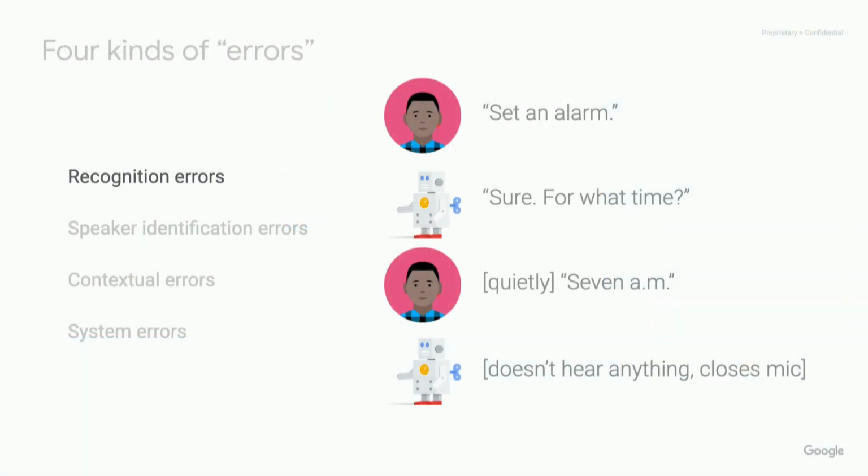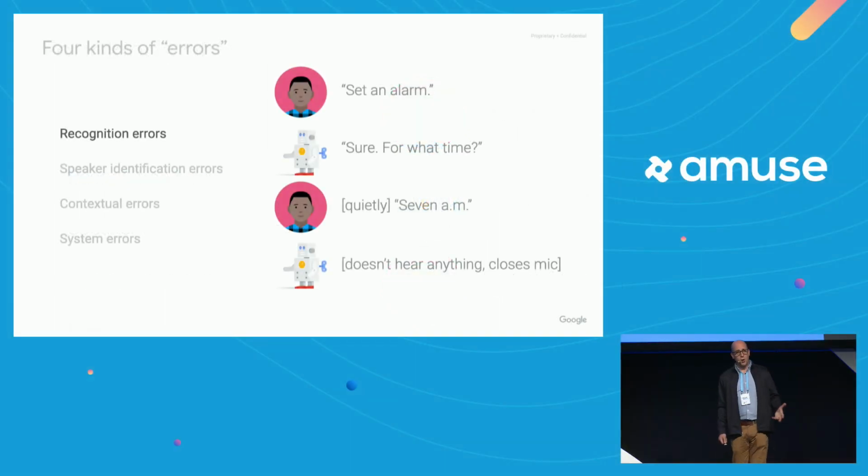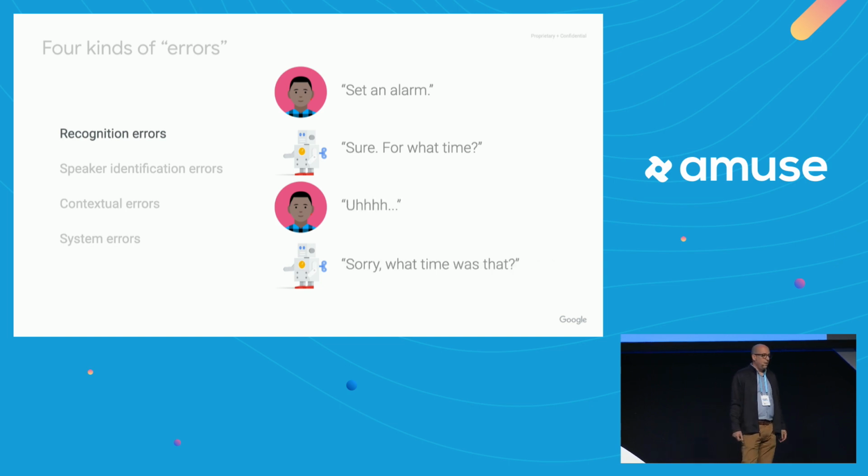Recognition errors. Somebody says, set an alarm, and the system says, sure, for what time? The person quietly mumbles 7 a.m., and the system doesn't hear them and simply nods off or what have you. That's an example of what we call in the business a no input, where somebody said something and we didn't hear it and we moved on. There's other kinds of system errors, what we call no matches, where the system heard you but is very not confident about what it heard. And you're very familiar with these, I'm sure.